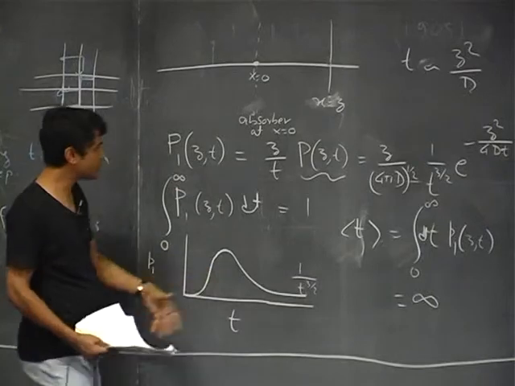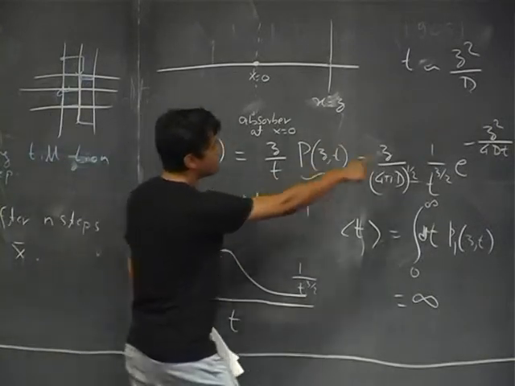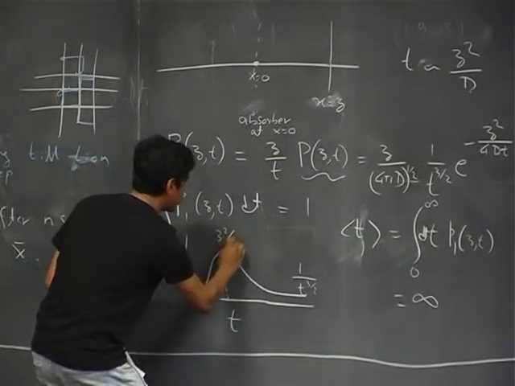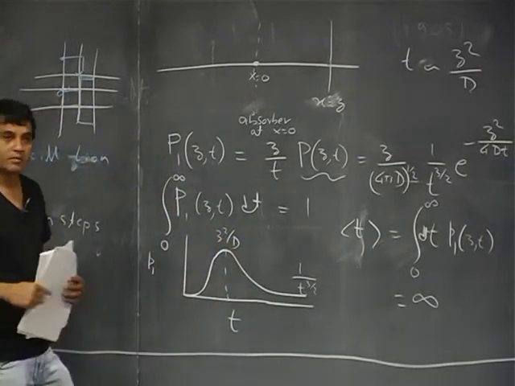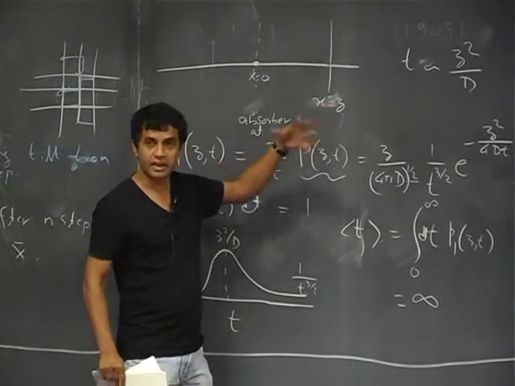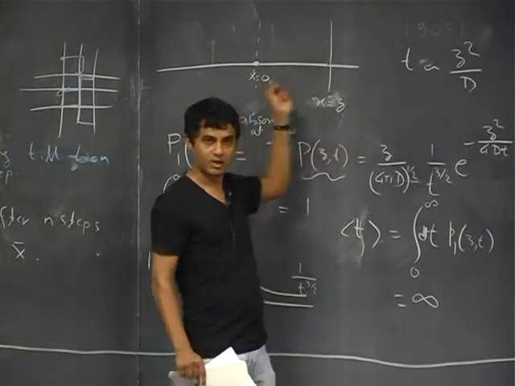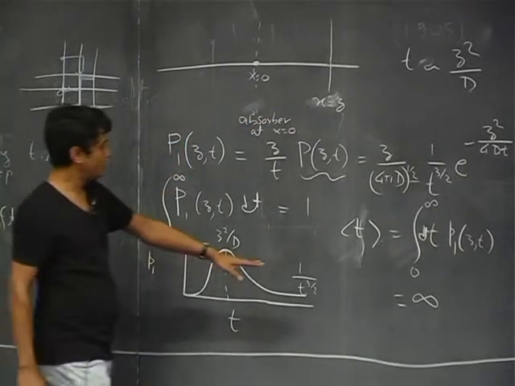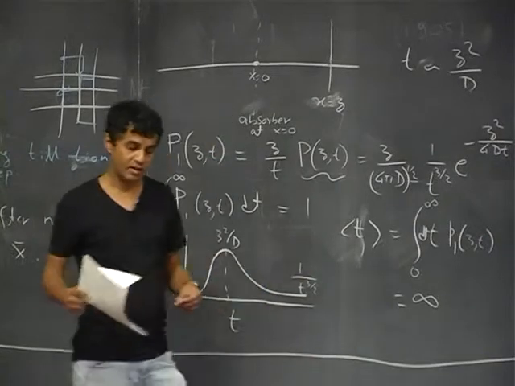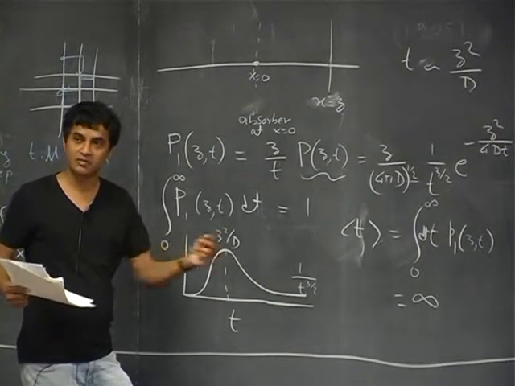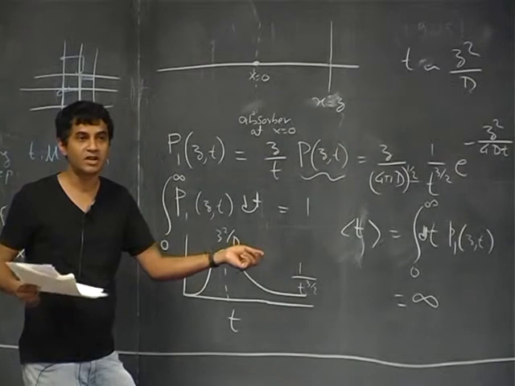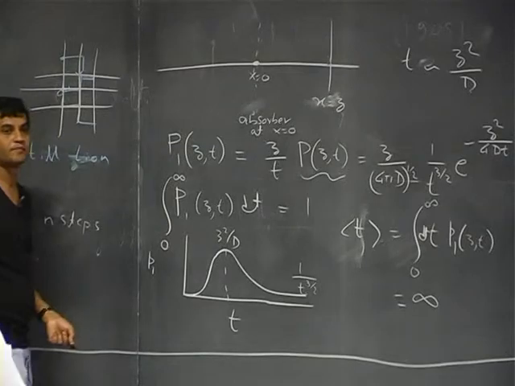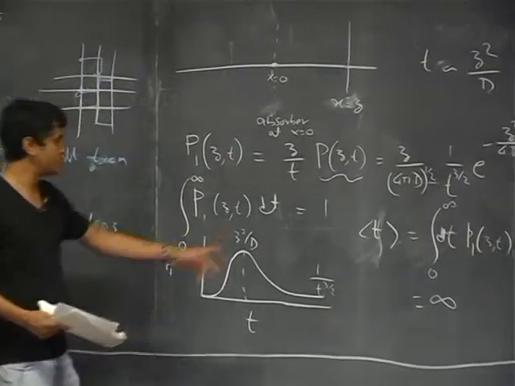Even though the distribution itself is peaked around z squared by D, the diffusion time scale, because of these rare processes that have long excursions, you have this slow decay. If you have many particles, most of them will actually come back in a finite time, but a few particles take such a long time that the mean time is infinite.